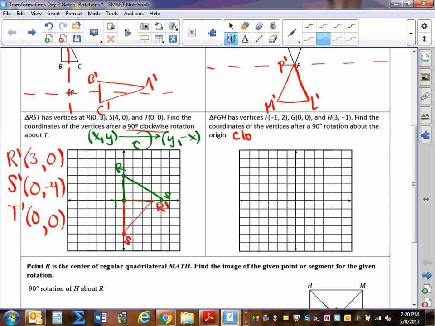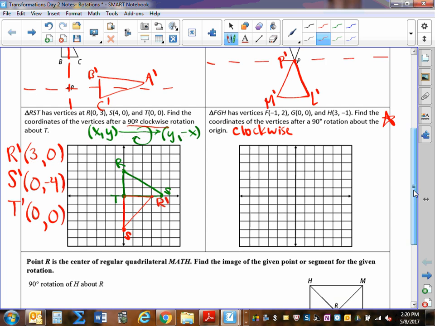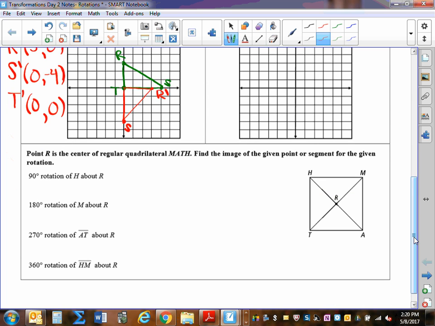Let's go with it going clockwise. And once you get this, I want you to go ahead and do this bottom one. And let's also go clockwise for this.